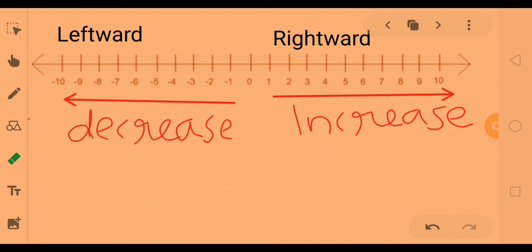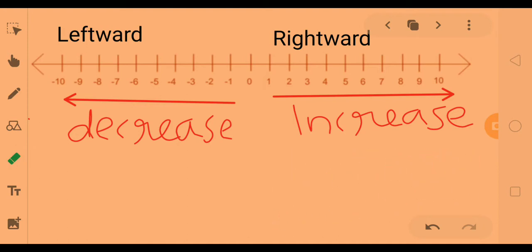Let's take any two positive integers, say 5 and 10. We find that 10 is on the right side, and 5 is on the left side of 10. The integer which occurs on the right side will have the greater value. That means 10 is on the right side, therefore 10 is larger. So we can say that 5 is less than 10. This is the case of positive integers.